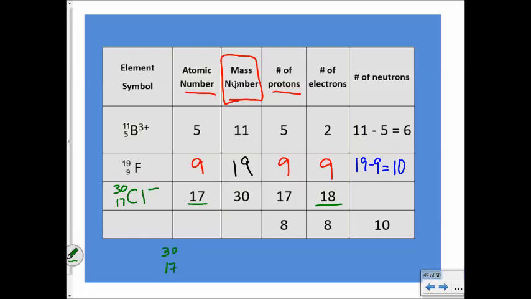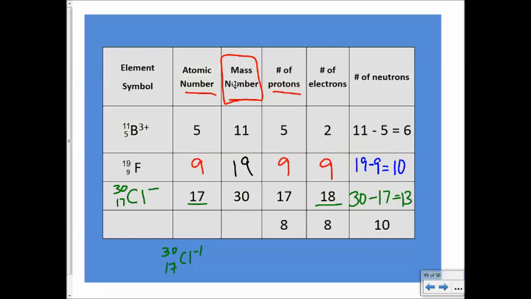However, this is not technically wrong if you write a -1 like that. But if it's only 1, the negative sign is understood as a 1. So you might see it with just the negative sign, that means understood 1. Now for our neutrons. We're going to do 30, which is the mass number, minus 17, so that would be 13. Very good.